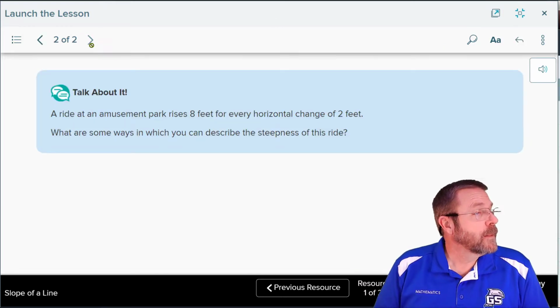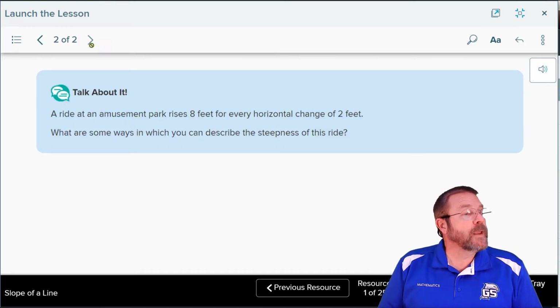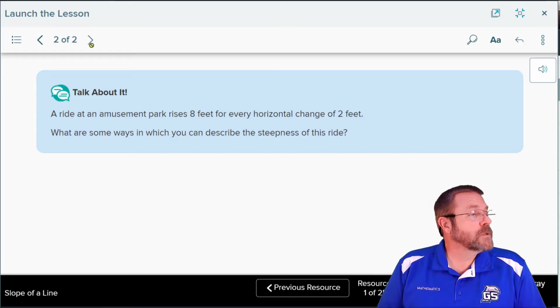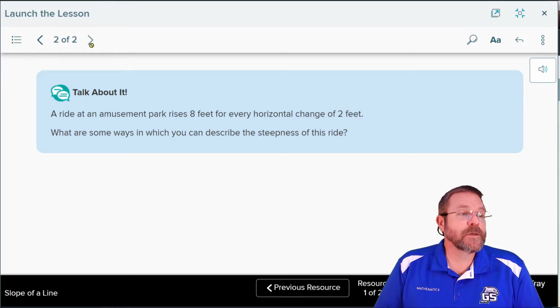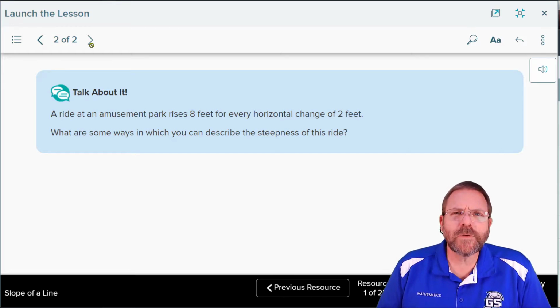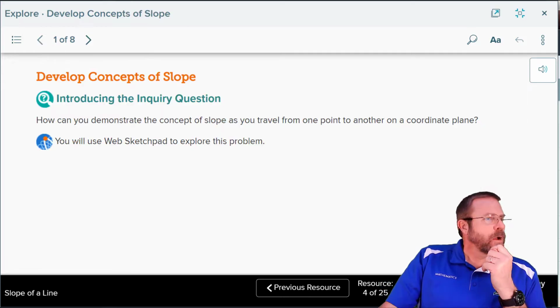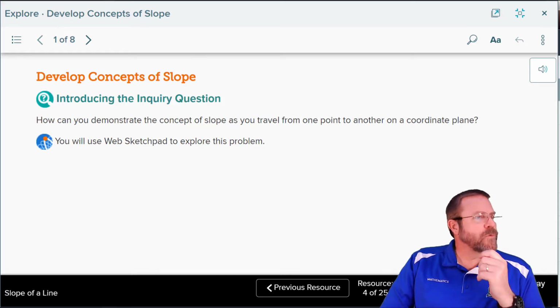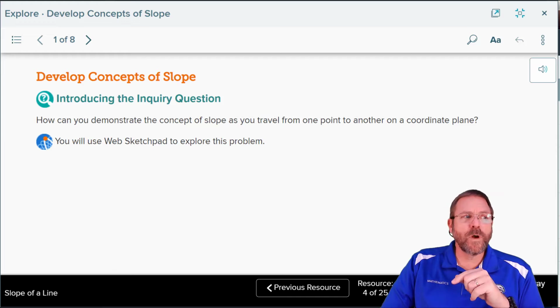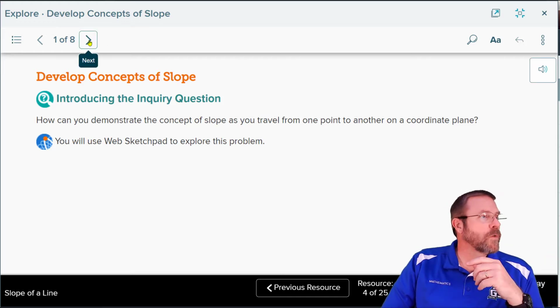Anyhow, a ride at an amusement park rises 8 feet for every horizontal change of 2 feet. What are some ways that you can describe the steepness of this ride? Well, that's what the study of slope is all about. Our inquiry question asks, how can you demonstrate the concept of slope as you travel from one point to another point on the coordinate plane?